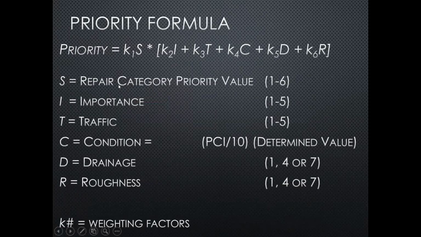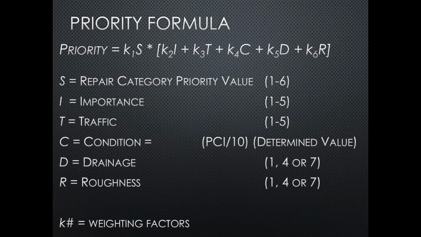So you've got your repair category. Each one of those had a number. They were 1 through 6 that I had shown earlier. The importance, again, 1 through 5. Your collector roads are 5, your seasonal roads 1, and you've got your traffic volume on the heavier roads are going to be 5, and again, 1 on the lower ones.